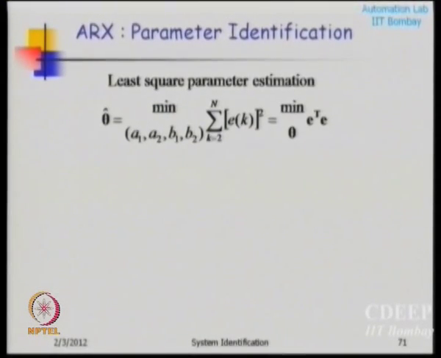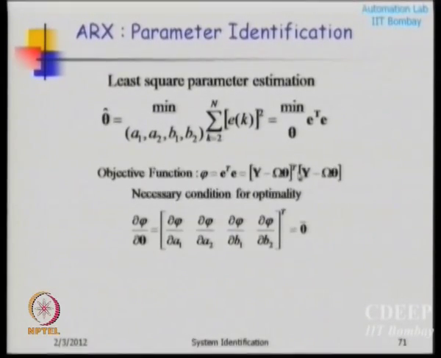Now, the least square estimation problem. What I want to do is minimize the sum of the squares of errors, which turns out to be nothing but E transpose E. And E transpose E is nothing but Y minus omega theta transpose times Y minus omega theta. This problem can be solved analytically. What is the necessary condition for optimality? The derivative of the objective function, which is the sum of the squares of errors, should be equal to 0.